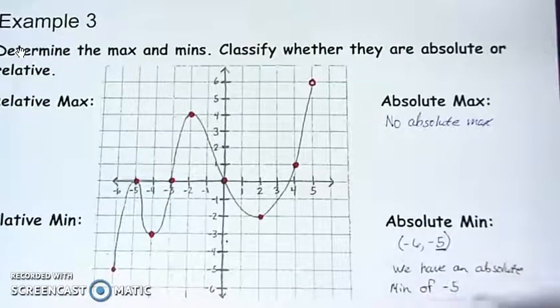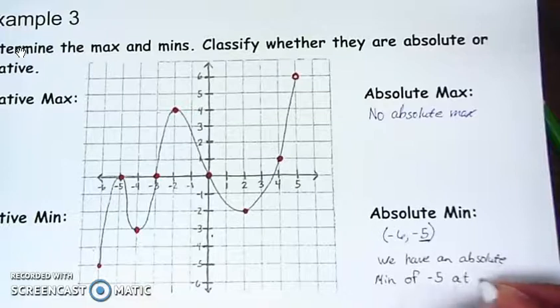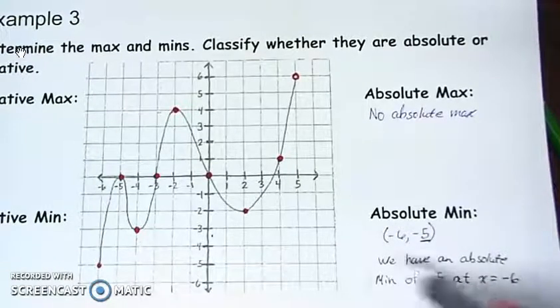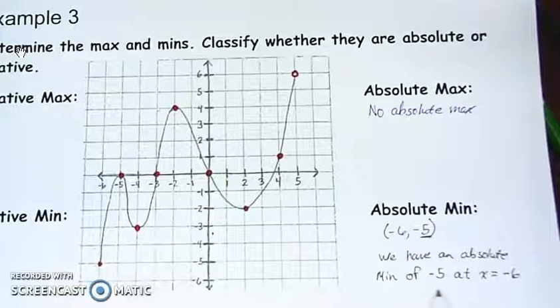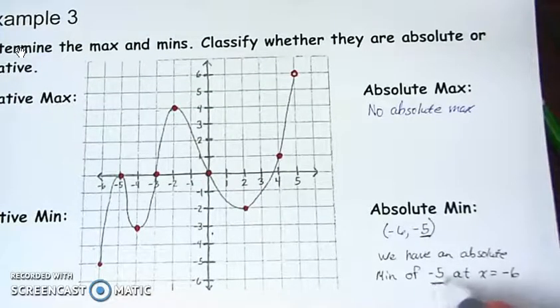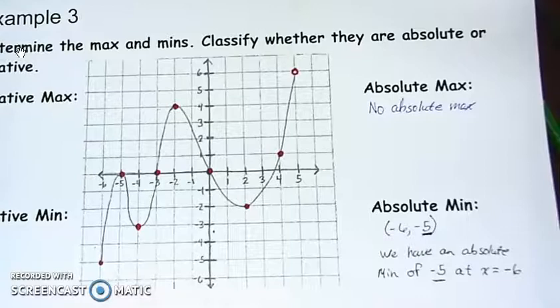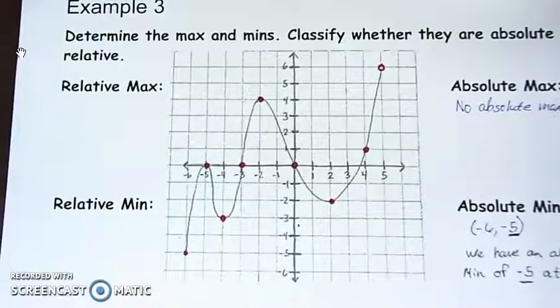Again, the y value is -5. So we have a min of -5 at x equals -6. So the absolute min happens at -5 when x equals -6. Let me say that again. We have an absolute min of -5 at x equals -6. So the lowest part of the graph is at -5, but that actually happens at x equals -6. So here and there. And again, your max and your min are the y values. This part right here. Okay. So if it doesn't make sense, it's okay to ask questions and make sure you can get clarification and understand what's going on and why.